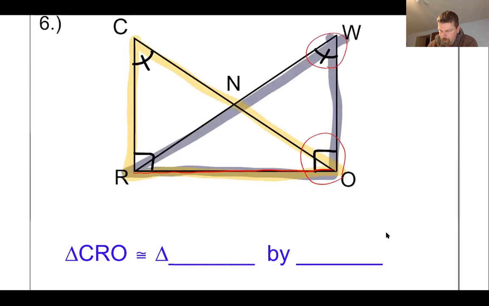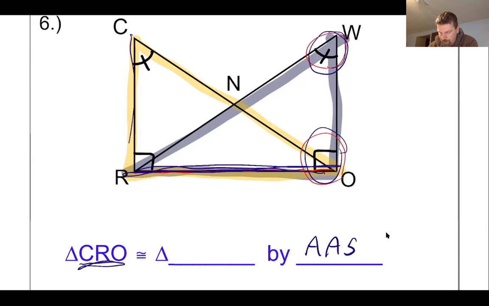All right, the shortcut would be angle, angle, side, otherwise known as side, side, angle, because I'm given an angle, and they both share that bottom side, angle, angle, side. Making sure I name them in the right order. Triangle CRO, C to R to O, that's the yellow triangle. The gray triangle, to name that in the same order, would be triangle WOR.